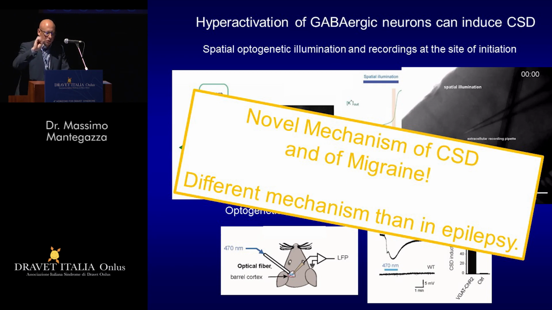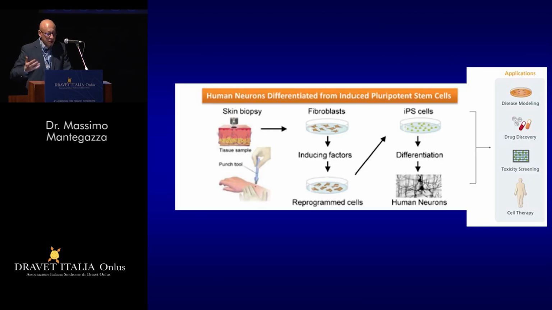Here we are applying blue light, so we are exciting GABAergic neurons. And eventually, you get cortical spreading depression, this wave here that you see in the video. So this was done in a brain slice. We get the same thing in vivo, in a live animal. You can see here we apply blue light, and we record electrophysiologically this CSD signature here. So this is a novel mechanism of cortical spreading depression and of migraine. It's a different mechanism than in epilepsy.